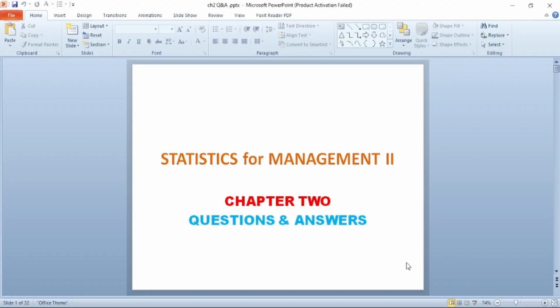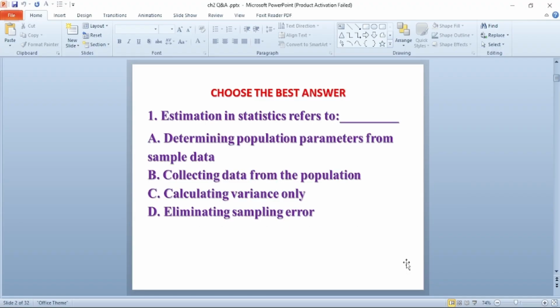For Statistics for Management 2, on chapter 2. The direction is as usual. Choose the best answer. Question 1.